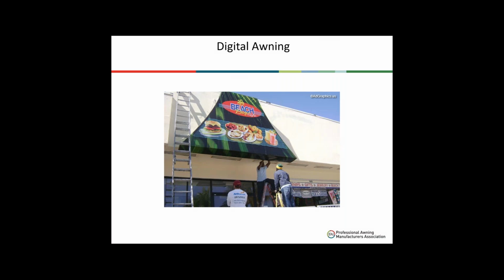Here's a digital awning down south. You can see there, obviously it's for a cafe, but they're showing pretty blatantly what it is that they do. They do hamburgers and they do breakfast and smoothies, and you know exactly what it is that they're offering.